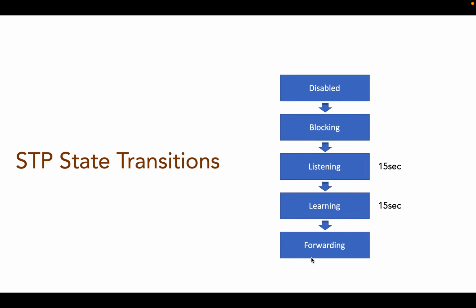In addition, a switch might have to wait the max age timer, which is by default 20 seconds, before even choosing to move an interface from blocking to forwarding. And if the interface is not a root port or a designated port, the port enters the blocking state.